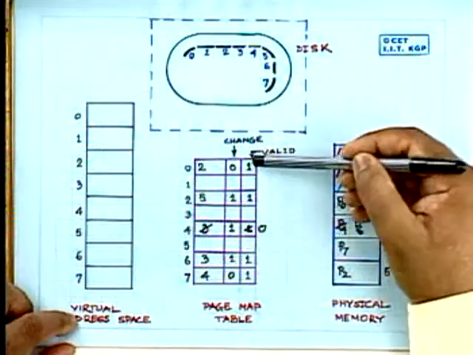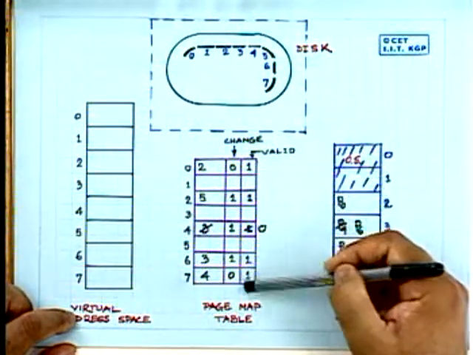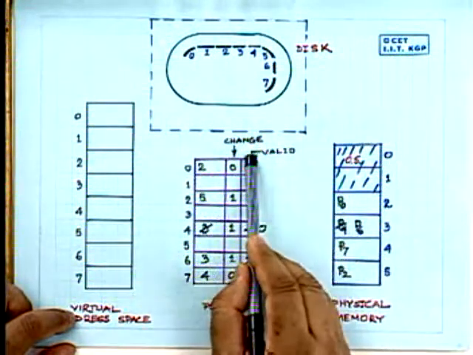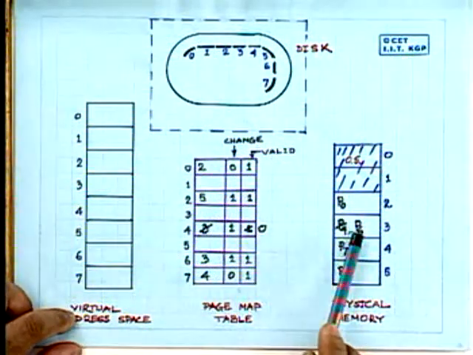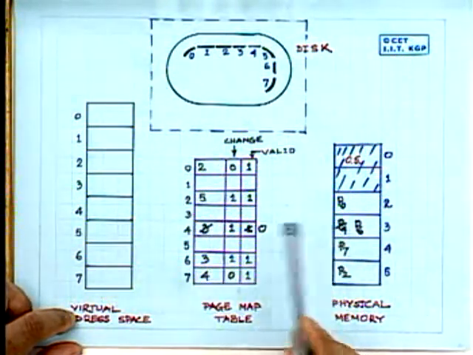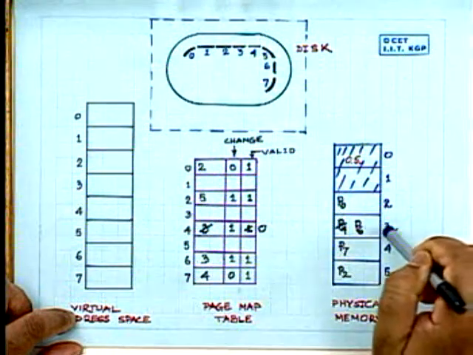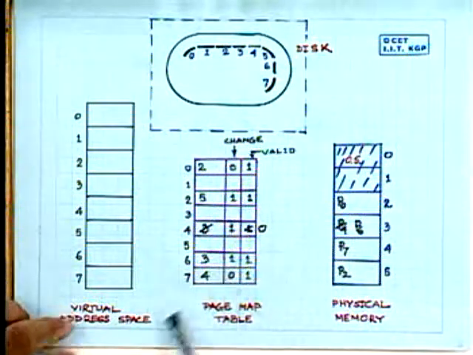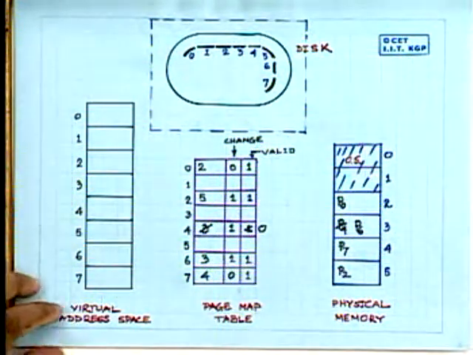You see, at any instant of time, since my physical memory is limited to only 4 frames, only 4 pages I will keep. When a page is necessary, that page will be brought from the disk storage and loaded accordingly. Which mapping is valid is given by the valid bit, and if there is any change in that page during the time that it was in the memory, that change is reflected in the change bit. That change bit is consulted when you swap out.